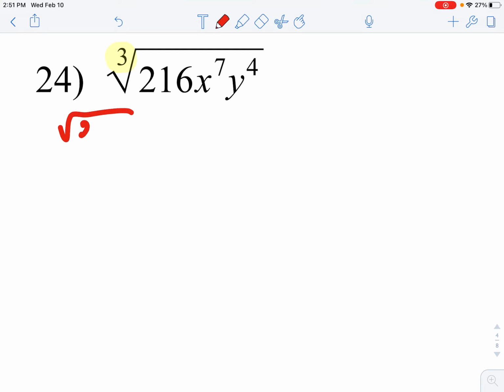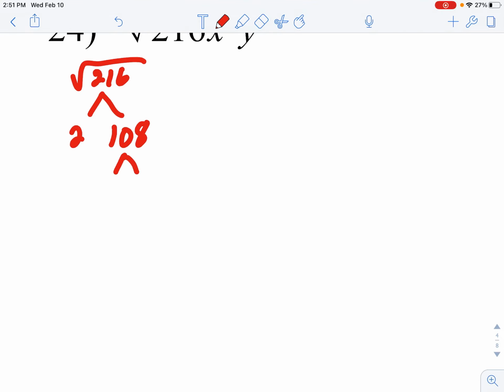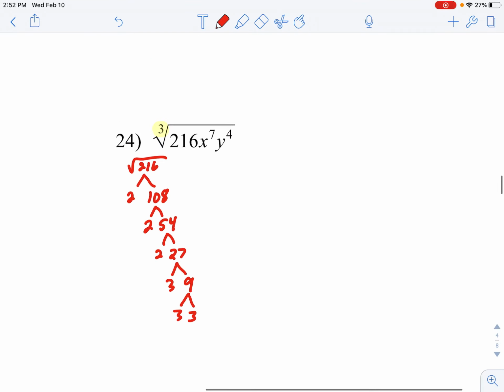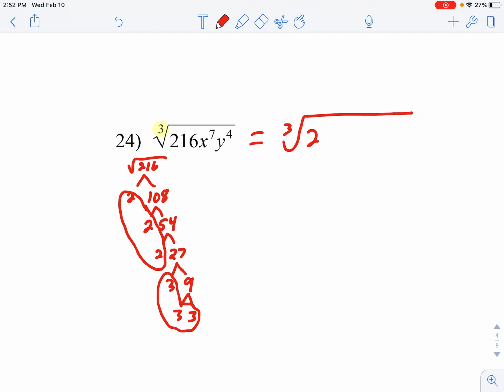I'm going to start with 216. That's going to be 2 times 108. And half of 100 is 50, so that's 2 times 54. 2 times 27, right? Half of 54, yep. 27 is 3 times 9, and 9 is 3 times 3. So again, with a cube root, we're looking for 3 of a kind. So there's 3 2's and 3 3's. How about that? That's different. So we got the cube root, 2 cubed, 3 cubed.